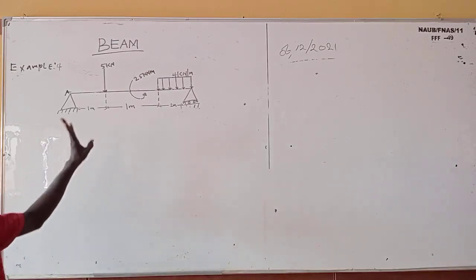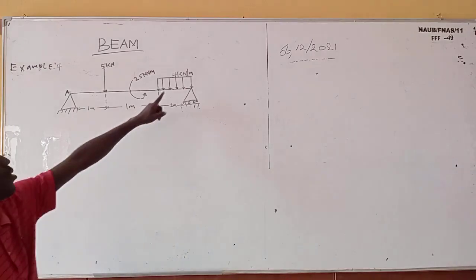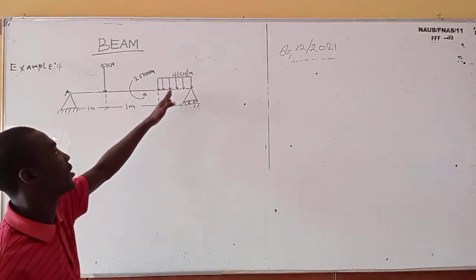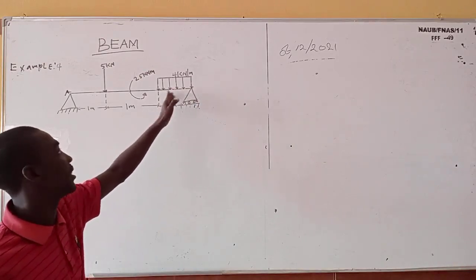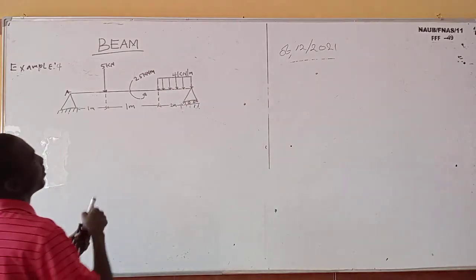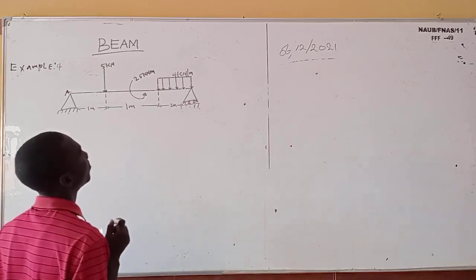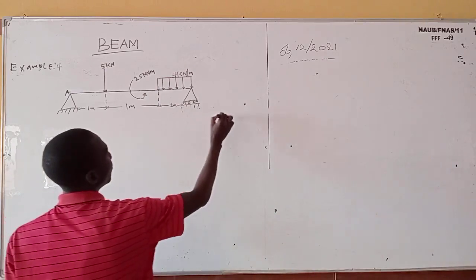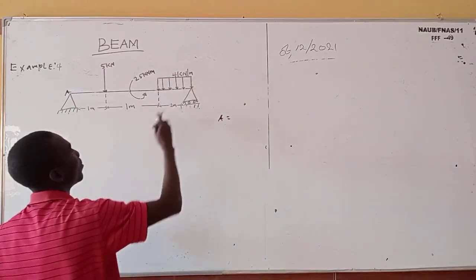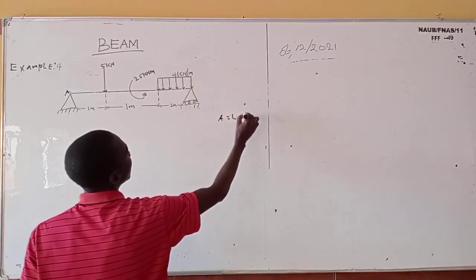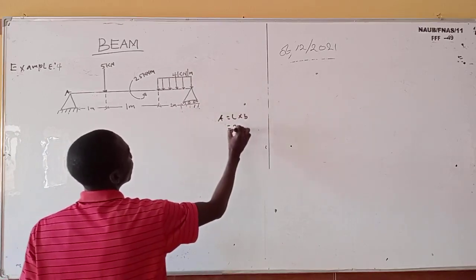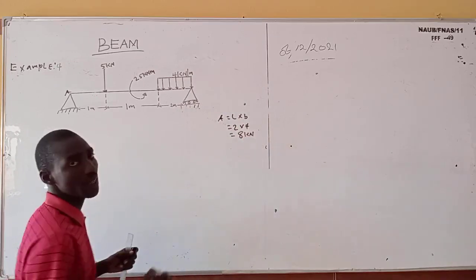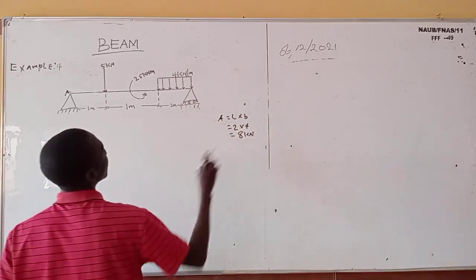For you to solve this, the first thing you need to do is convert this to a point load. You notice the uniformly distributed load will act at the center of the length that it covers. To get the point load, this is just like a rectangle, and the area of a rectangle is length times breadth, which is 2 times 4, which is 8 kilonewton. You get that? So now I've converted it to a point load.